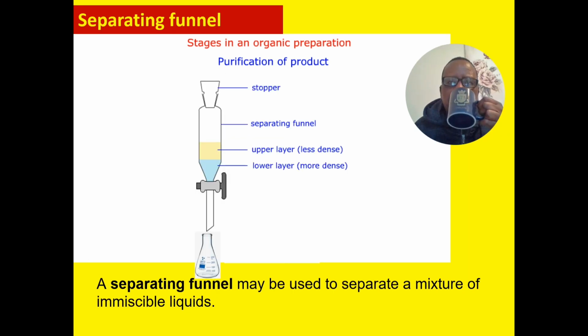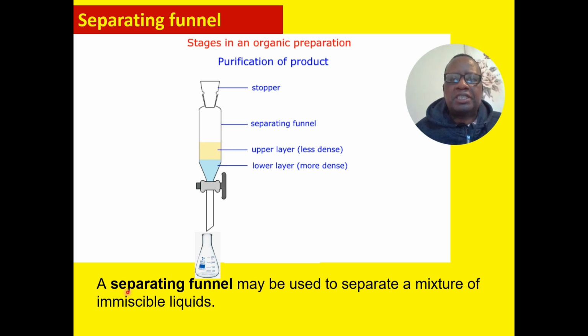Now then, we want to look at the separating funnel. Usually when you are synthesizing a product, it's mixed with something else. For example, let me take my pen. You can clearly see that the product we have formed here is made of this aqueous layer, which is at the bottom, and this organic layer, which is at the top.